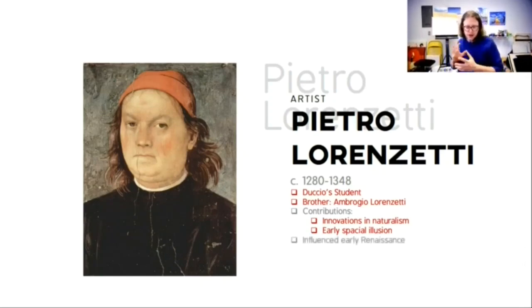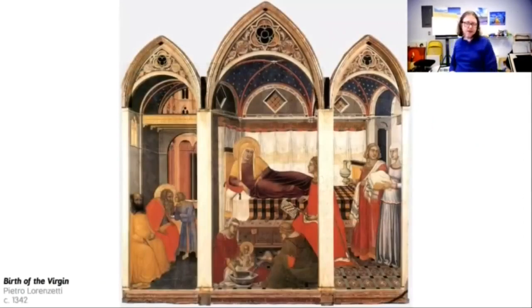And this, of course, is a huge influence on the early Renaissance that would come after him. So he's got this particular painting here, The Birth of the Virgin. Now, there are all kinds of problems with the space that he's created here that, again, artists in the early Renaissance are going to figure out. But he's still figuring it out.